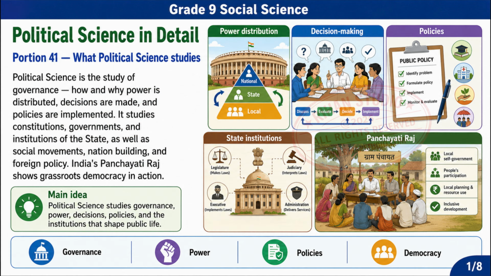What political science studies? Political science is the study of governance. How and why power is distributed, decisions are made, and policies are implemented. It studies constitutions, governments, and institutions of the state, as well as social movements, nation-building, and foreign policy. India's Panchayati Raj shows grassroots democracy in action.